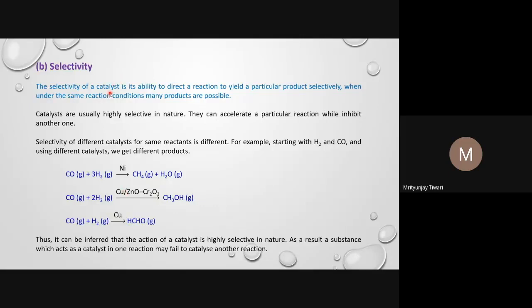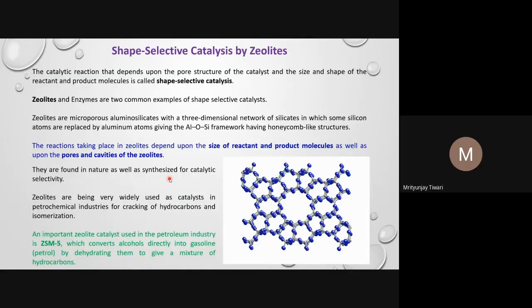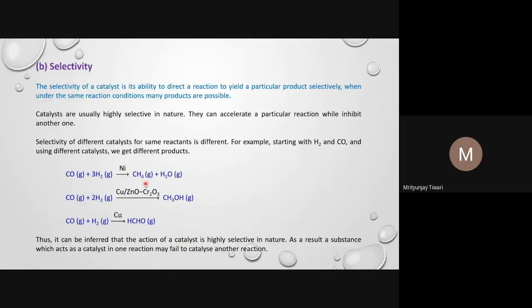And so the selectivity of a catalyst is defined as the ability of the catalyst to direct a reaction to yield a particular product selectively under the same reaction conditions, when many products are possible, as you can see here. This is called the selectivity of the catalyst. Solid catalysts are very selective, and you can see these are all solid catalysts. This is nickel, a metal. This is also a metal. Zinc oxide is also a solid, this is also a solid. And this chromic oxide, what is it? It is a promoter for the zinc oxide catalyst.